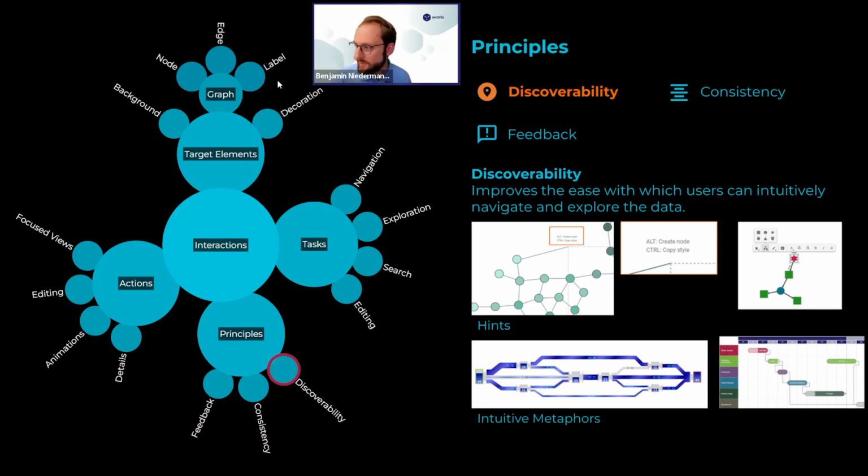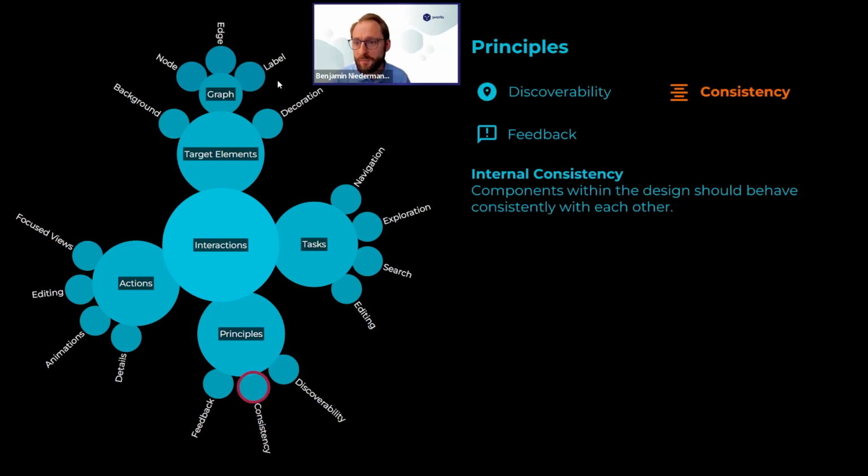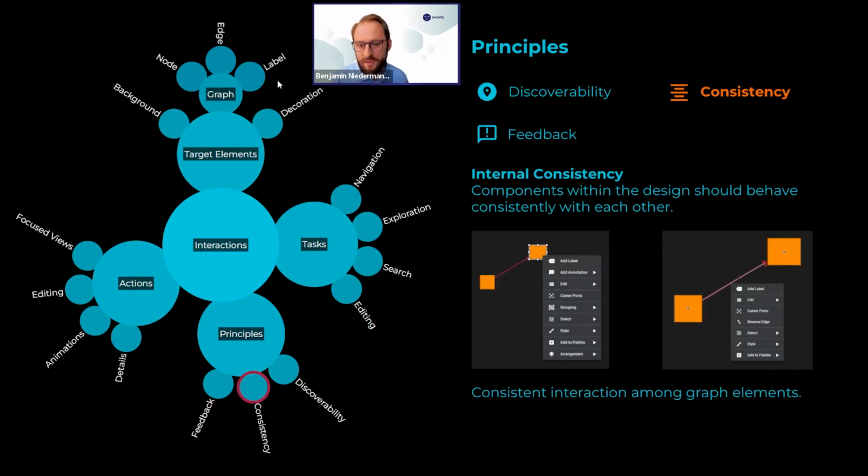So this was about discoverability. Then about consistency. Here I would only go very fast through this. So of course, internal consistency means that we try to design our interactions such that once you have learned them, you can reuse them in your graph visualization. So for example, if you have a context menu for your nodes, with a certain structure, then the context menu for the edges should look alike. Of course, there are differences, but the main structure should be the same, and also the behavior, how you can change the graph visualization.